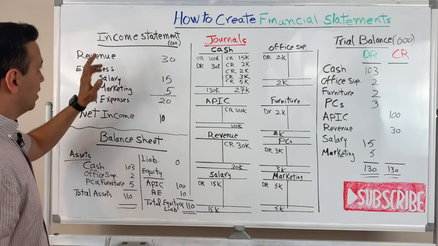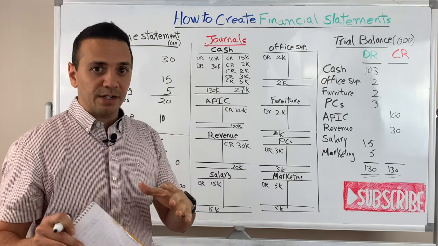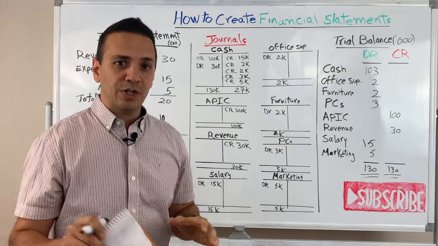So now you have the income statement and the balance sheet, and we went over the flow of data from transactions to journals to trial balance.